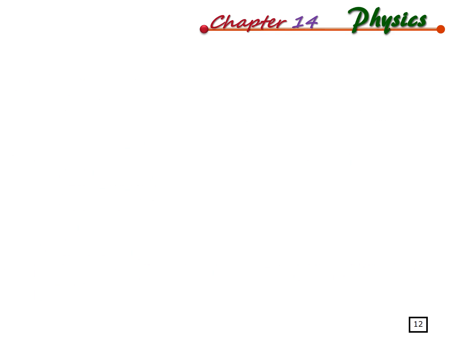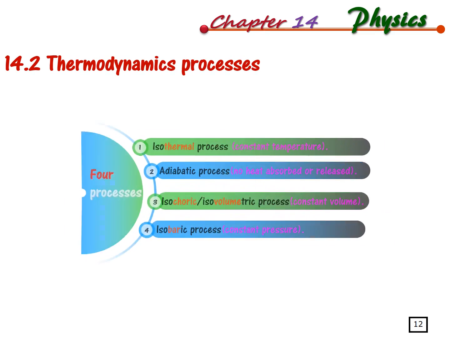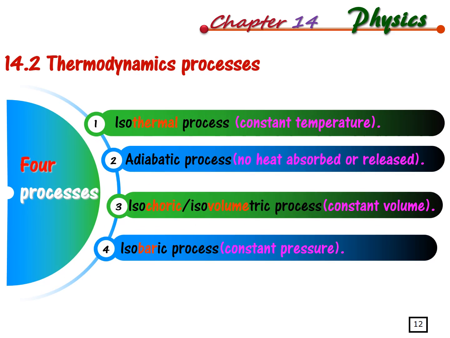These are 4 processes of thermodynamics. The first one is isothermal process. Thermal we refer to the heat, and heat is related to temperature. So isothermal process is the process at constant temperature.